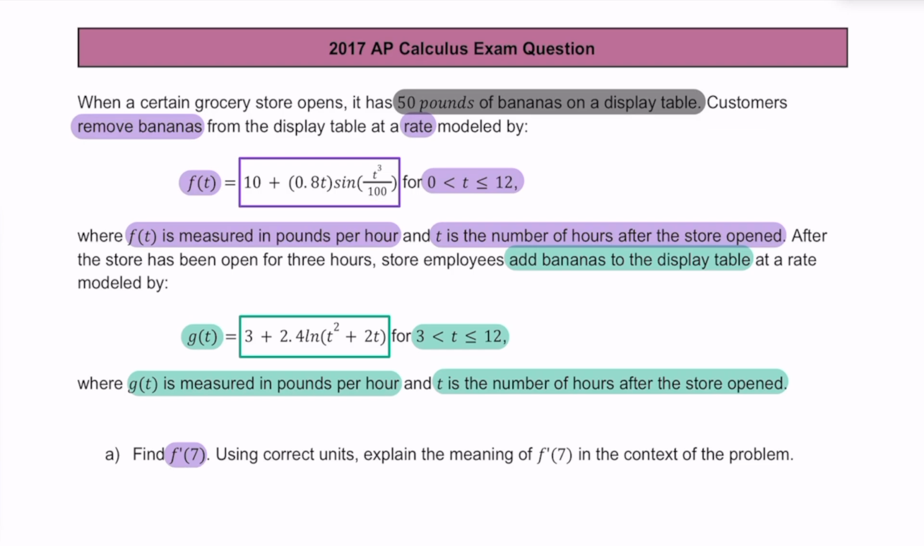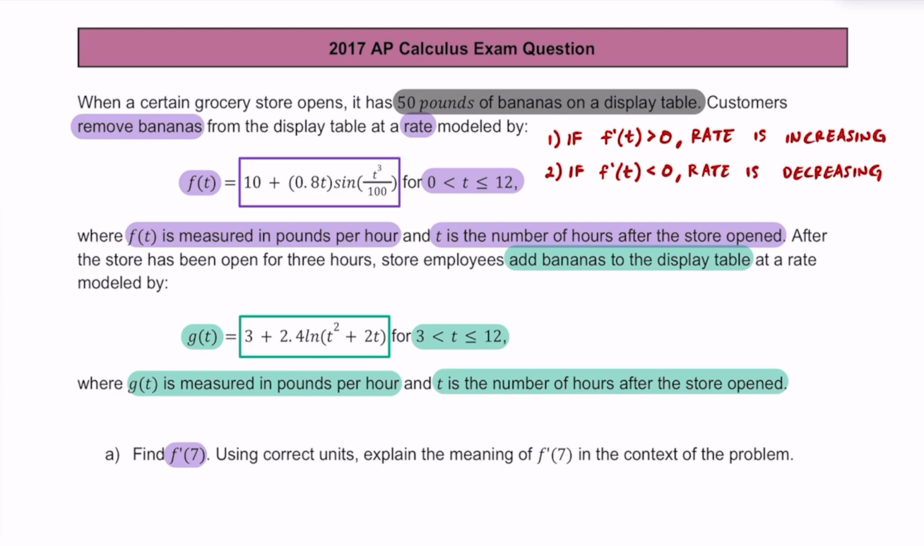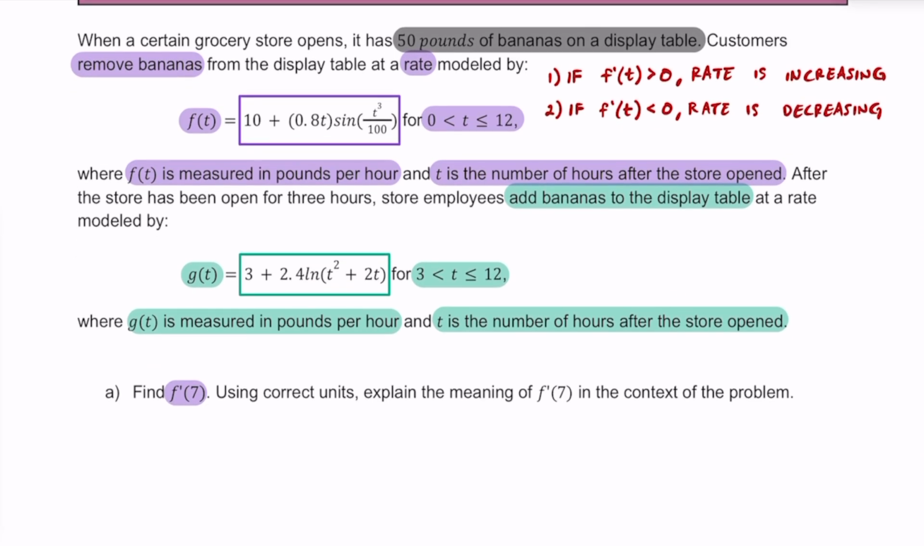Now, a couple key important things to note when you're taking the derivative of a rate function: if f prime of t is greater than 0, or the derivative at a specific time value is greater than 0, then the rate is increasing, or the amount of bananas being taken off the display table is going up at that time. However, if f prime of t is less than 0, or is a negative number, that means the rate is decreasing, or the amount of bananas being removed from the display table is slowing down. Alright, let's go ahead and plug this onto a calculator and see what that's going to look like.